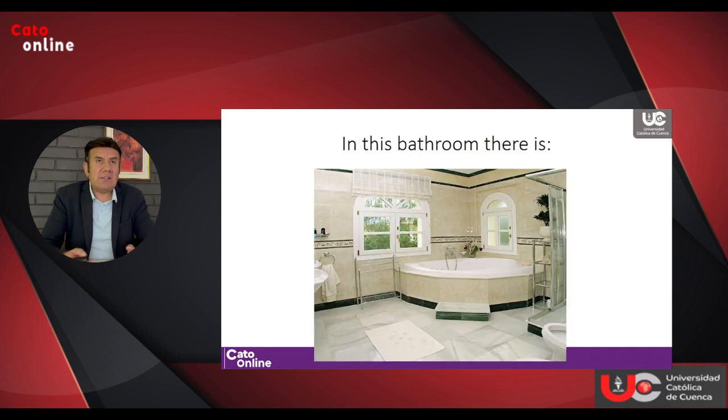So you can see this. In this bathroom, there is. You can name some of the things like you can find in the bathroom. For example, there is 1 bathtub, there is 1 curtain, there is 1 faucet, there is 1 window. No, there are 2 windows in this case, all right? There is 1 toilet, right?